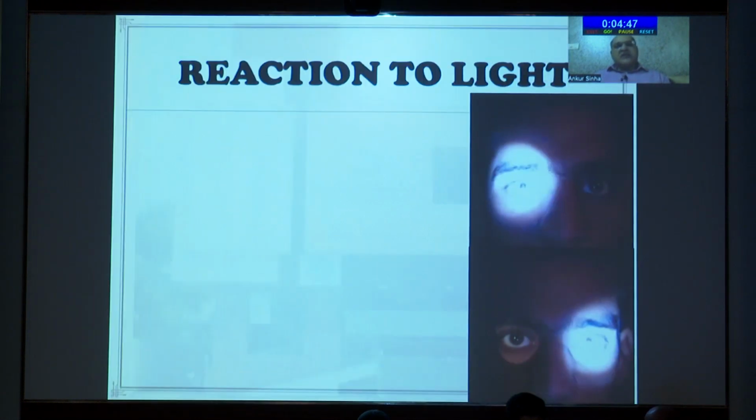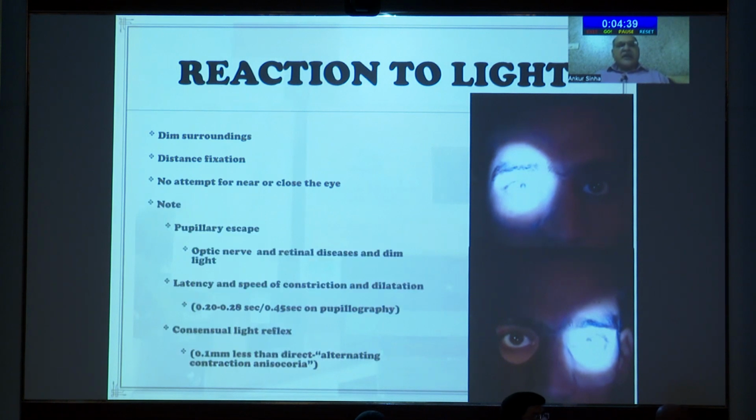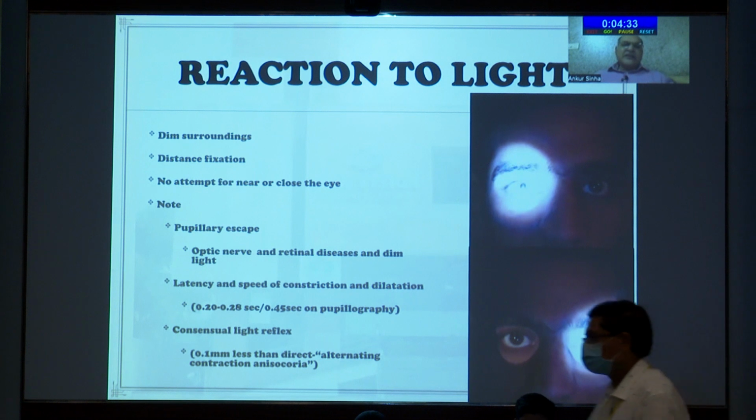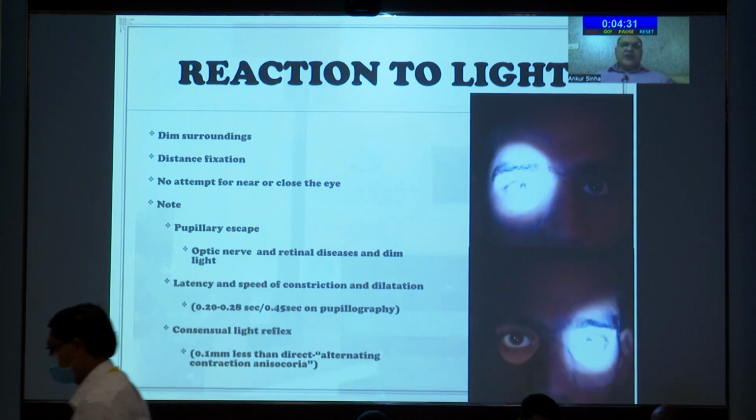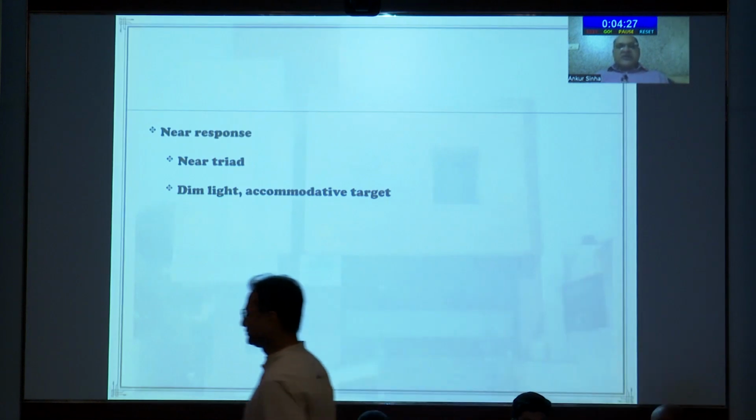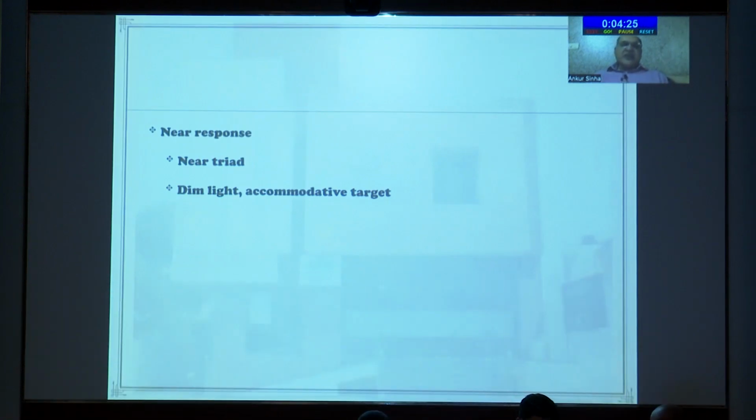Now, always check the reaction to light. For this, we have to dim the surroundings. Ask the patient to look at distance. There should not be an attempt to look for near as it can cause miosis. And note the pupillary escape, that is once it dilates after constriction. Also note the latency and speed of constriction and dilatation, and also check the consensual light reflex in the other eye. Check for the near response, that is the near triad of miosis, convergence, and accommodation.